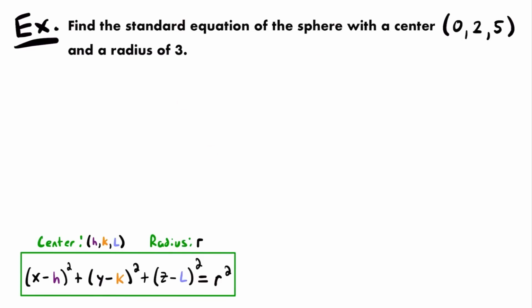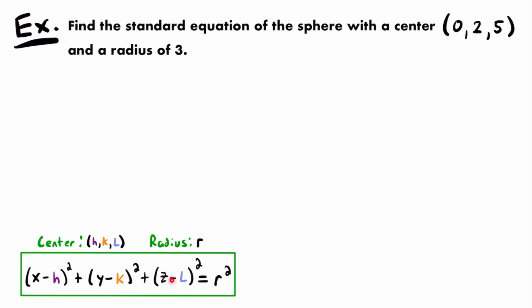All right, so here's our first example. We want to find the standard equation of the sphere with a center of 0, 2, 5 and a radius of 3. Now if you know the form of the standard equation for a sphere, this is a very easy problem. We're given the center, we're given the radius. Those are the two things that we need to set up this standard equation of a sphere. We'll have x minus the x-coordinate, and that will be squared. Then we'll have plus y minus the y-coordinate, and that will be squared.